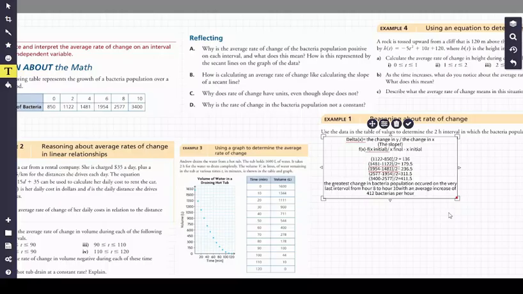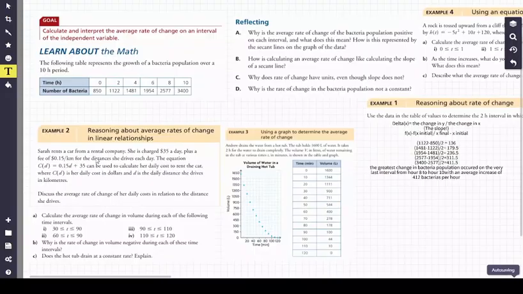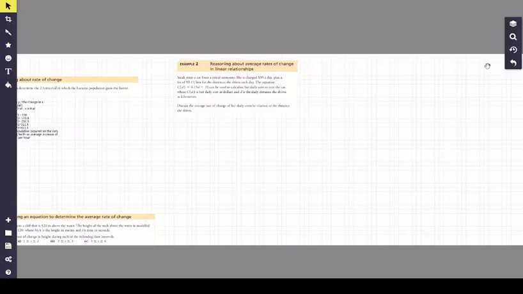Right. And now we're done with example 1. Let's go ahead and look at number 2. Number 2 is completely different. It's another different question. It's not the same example anymore. So let's move on to our example number 2.